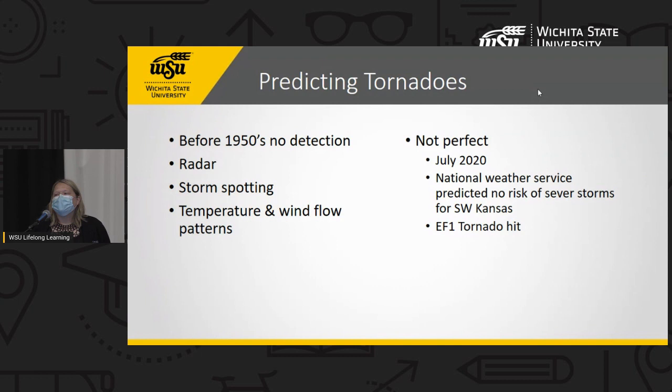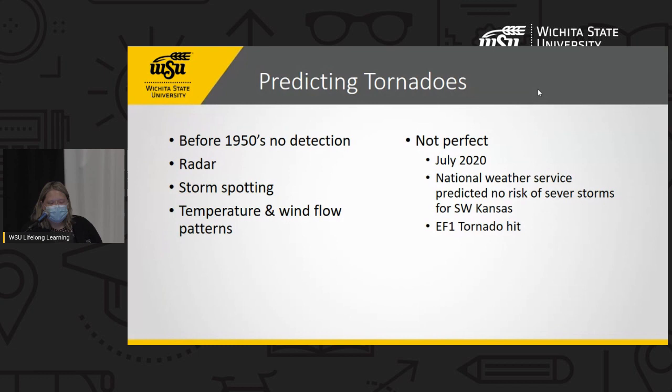With predicting tornadoes, it's very similar to how it is with predicting hurricanes. There's so many variables and things change that you can't really measure. So we're still at that area where we're getting better at predicting them, but we're not perfect. But predicting tornadoes, it's still a little more accurate than predicting an earthquake or maybe a volcano.